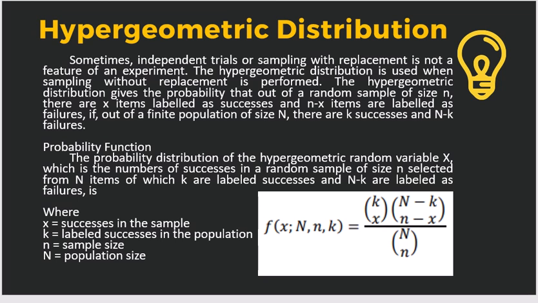So, we have your given probability function. The probability distribution of the hypergeometric random variable X, which is the number of successes in a random sample of size n selected from N items, of which k are labeled success and N minus k are labeled failure, is given. Let X be the successes in the sample. The sample is what we take out of the population. So you have your k labeled successes in the population, and we have the sample size, and we have the population size, the N which is larger.